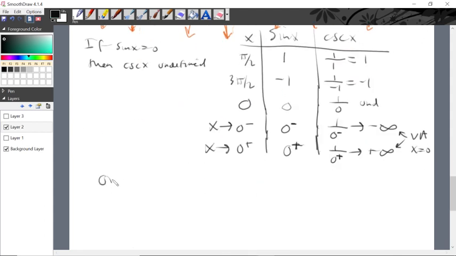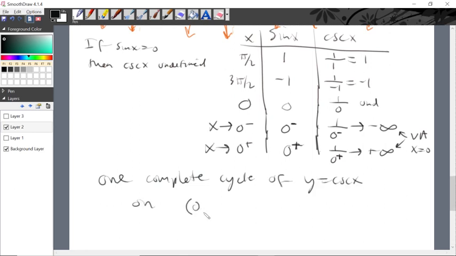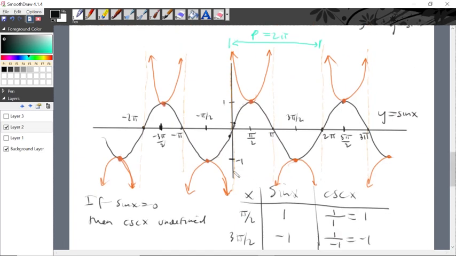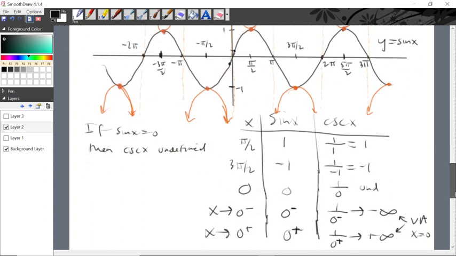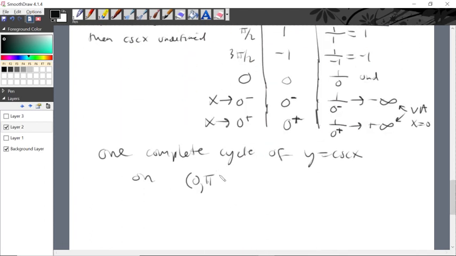So we find one complete cycle of cosecant on the interval open from 0 to pi, open at pi, union open from pi to 2 pi. 0 to pi, union pi to 2 pi, for example.